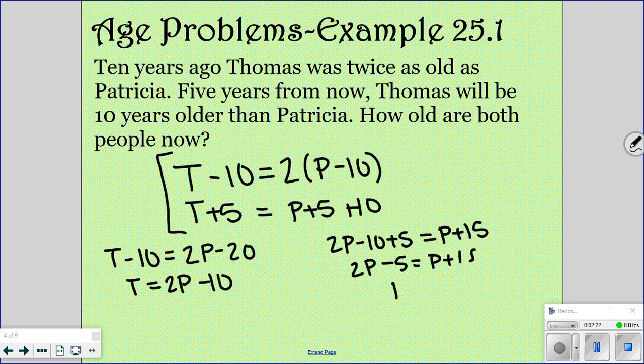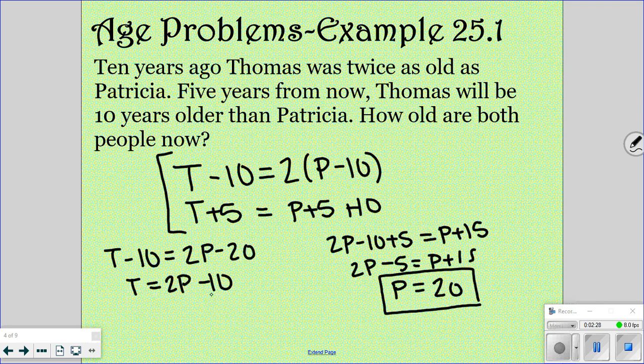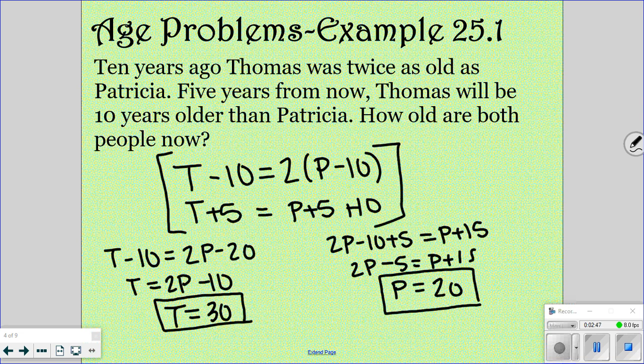If I solve for p, you should get that it equals 20. So Patricia is 20 right now. And if Patricia is 20, 2 times 20 is 40 minus 10. Thomas would be 30. Okay, so that's how you can work through those. You don't have to work it the same way I did, but you should have these two equations the same.